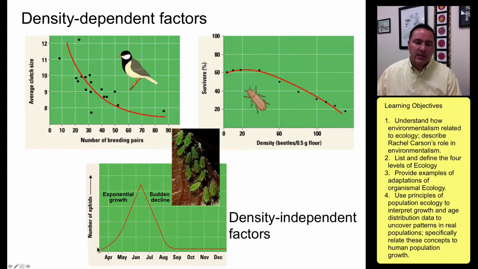Sometimes also we can see organisms that grow very rapidly. It looks like exponential growth, but then something will happen and you'll have this huge sudden decline, like a freeze, for example. If you get an early freeze or it's really cold, maybe all of the aphids that are living on a plant suddenly die, almost all of them completely die off. And so you can have density-independent factors as well.